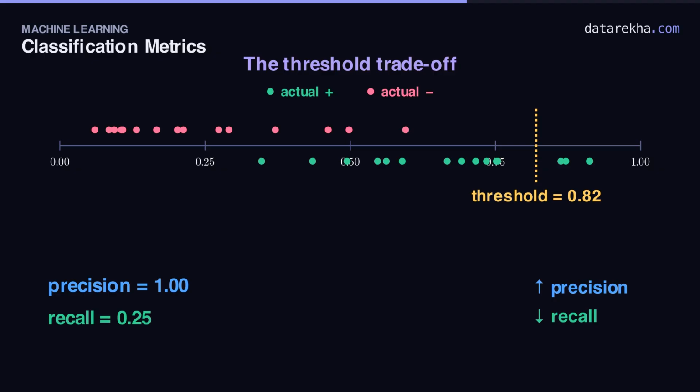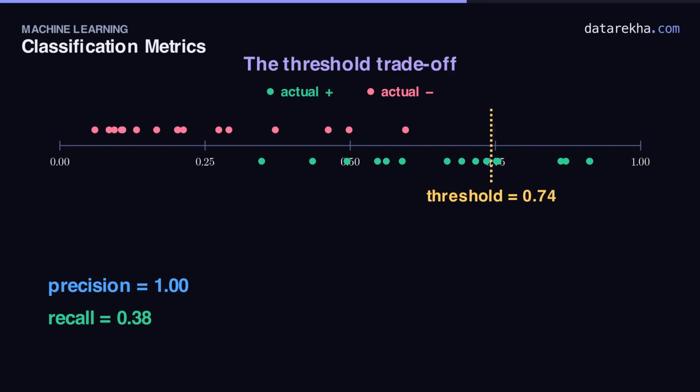Now watch as I slide it. Push it high. We only shout positive when we are very sure. Precision climbs because almost everything we flag is truly positive. But recall falls. We're letting cautious real cases slip by.